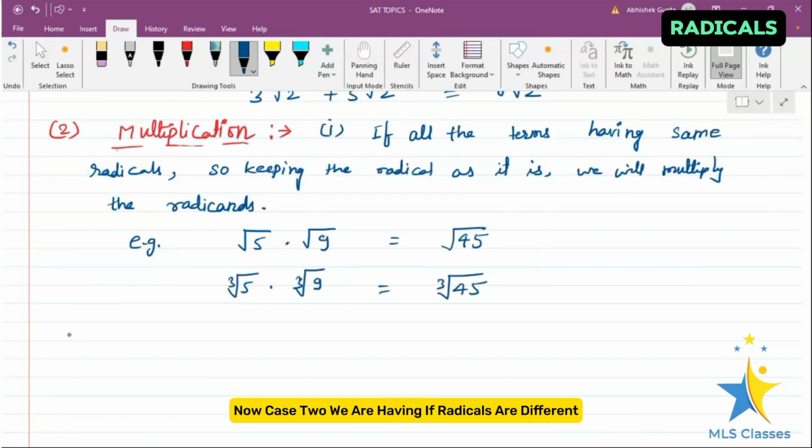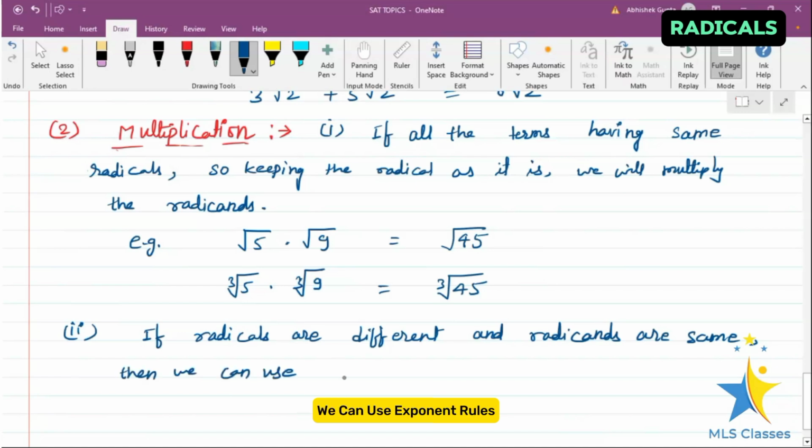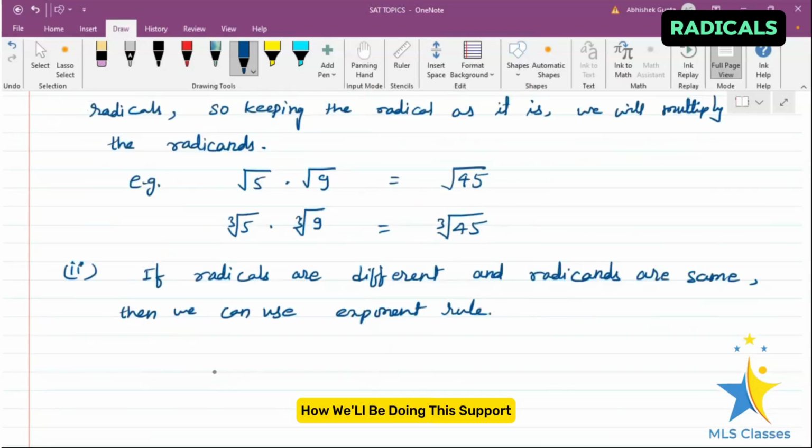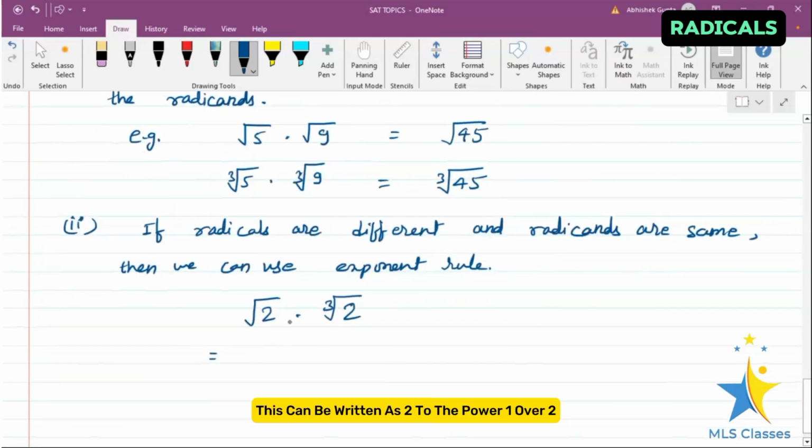Now case 2: if the radicals are different and the radicands are the same, then we can use exponent rules. How will we do this? Suppose the radicals are different but the radicands are the same. Suppose square root of 2 times cube root of 2. Then how will we do this? This can be written as 2 to the power 1 over 2 if we convert it into an exponent, and this can be written as 2 to the exponent 1 over 3.